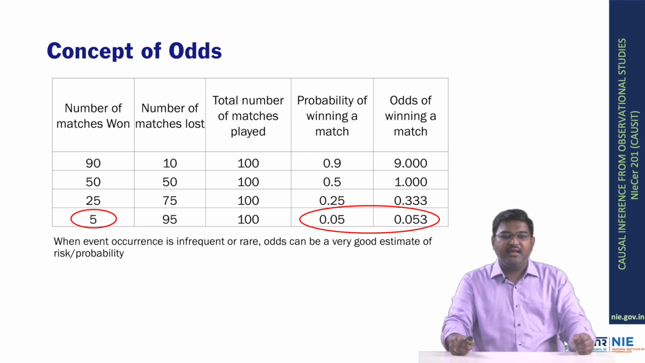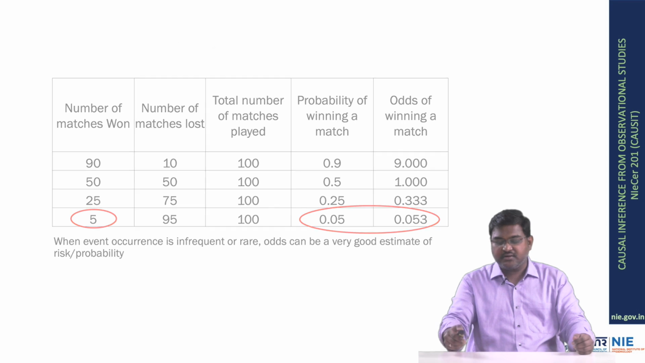Let us say India won only 25 of the 100 matches played. In this context, the probability will be 0.25 and the odds will be 0.3. And let us consider the event as very rare, winning a match as very rare, as low as 5 of 100. The probability will be 0.05 and the odds will be 0.05. You can see when the event occurrence is infrequent or rare, odds can be a very good estimate of risk and probability. So that's the reason we are using odds in a case control study.